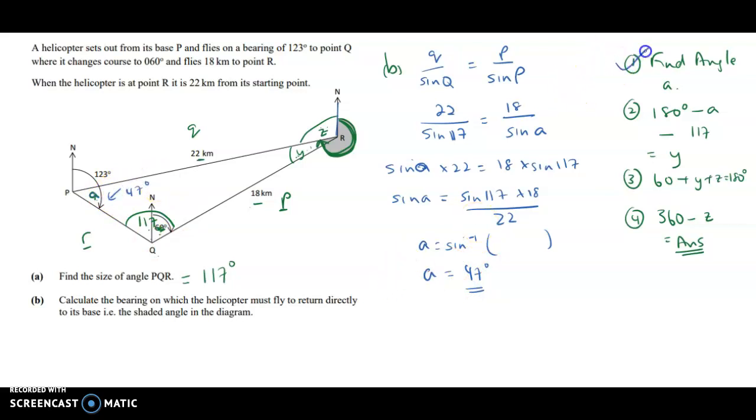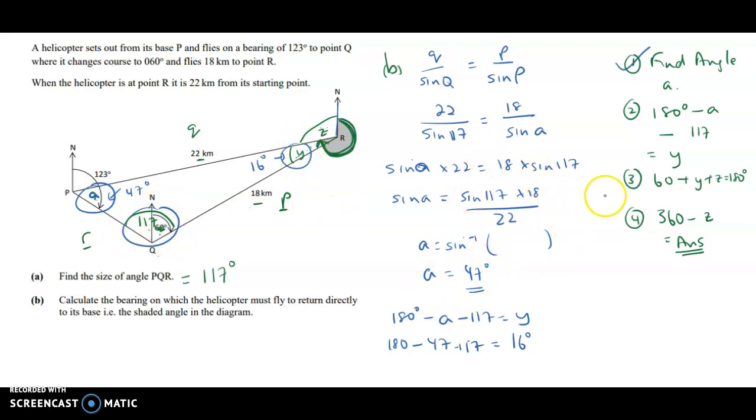So nice, I've covered this part. Now let me work out the second piece. So it says 180 minus A minus 117 is equal to Y. So it'll be 180 minus 47 minus 117. And there I will get 16 degrees for Y. So this angle here, everyone, is 16 degrees. So now I know the three angles in my triangle. I know this angle, and this angle.